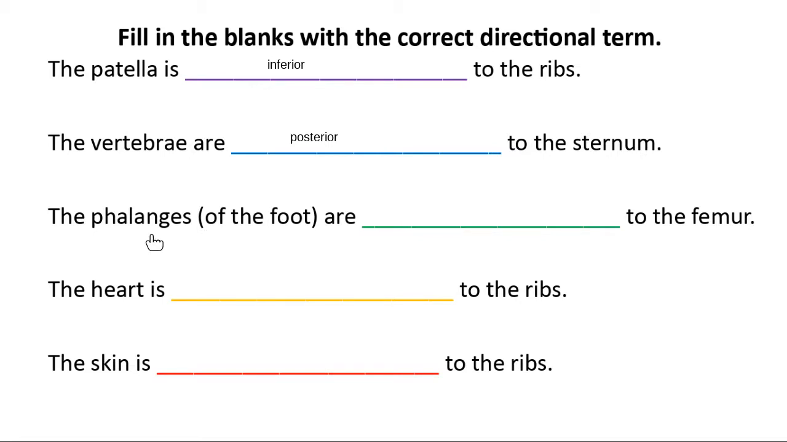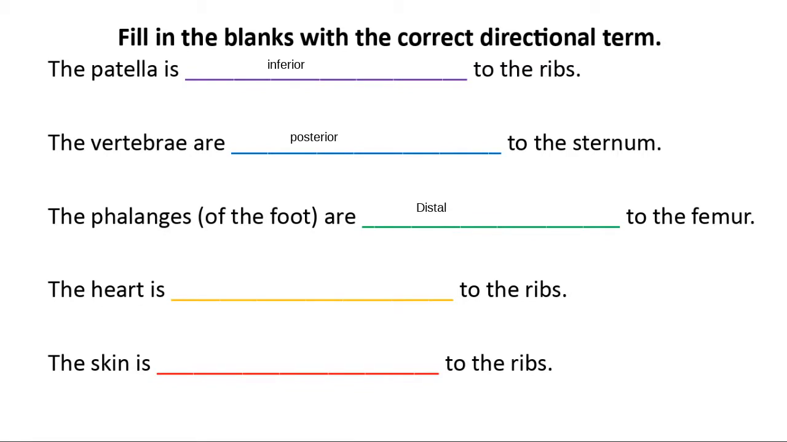Hey, look, I've got phalanges in the foot, which are the toe bones in the foot, and I'm comparing them to the femur. I've got two structures on a leg, which means my options are proximal and distal. Which word goes in the blank when we compare the toes to the femur, to the thigh bone? Yeah, exactly. The toes are distal to the femur.